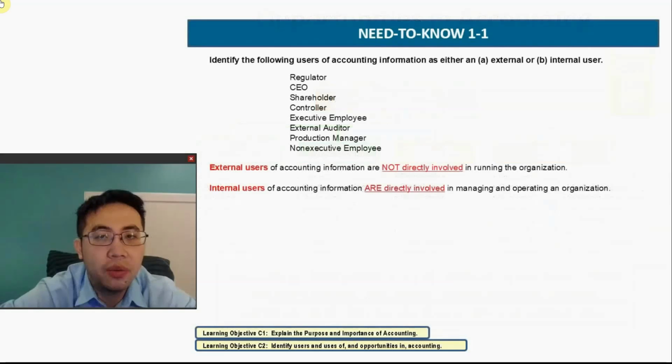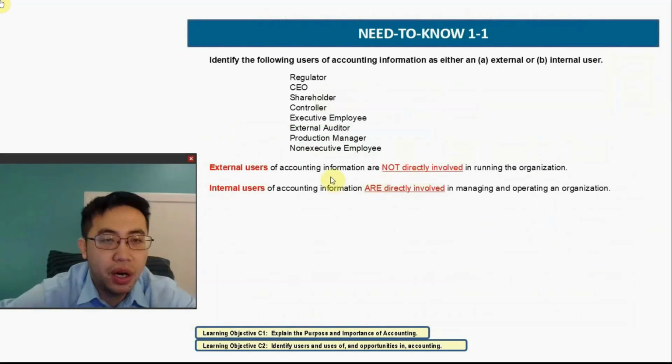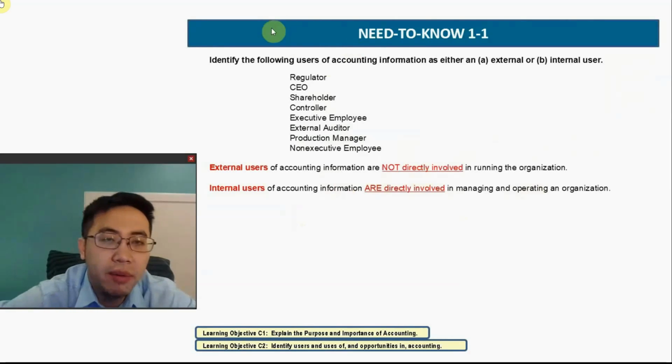All right, so here we have some practice. I want you guys to identify which of the following belongs to either the external user or internal user group. The external users are not directly involved with running the organization, and the internal users are directly involved in running the organization. So here is the answer, but I prefer we just go through it together.